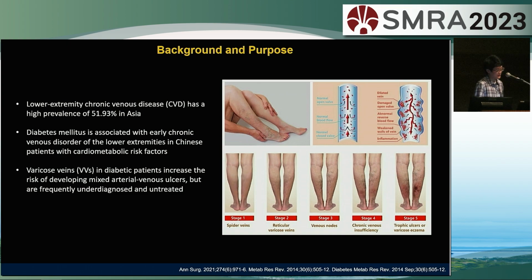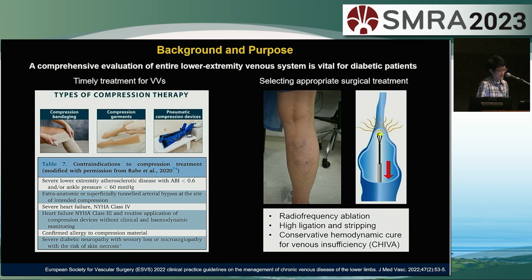Lower extremity chronic venous disease is highly prevalent in Asia. Varicose veins are the most common manifestation of CVD. Diabetic patients with varicose veins experience an elevated risk of mixed artery-venous ulcers, life-threatening infections, amputation, and death. Peripheral artery disease and chronic venous disease frequently coexist in patients with diabetes, and their clinical presentations overlap.